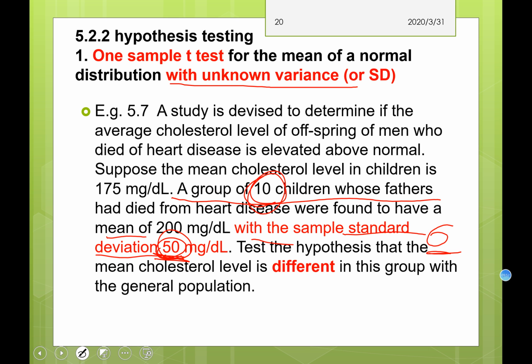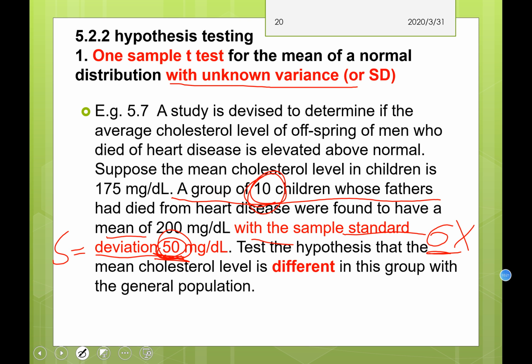So that is not sigma. That should be S, right? So here S equals 50. So there is no sigma. So that means sigma is not given in the question. So we cannot use z-test. So we can only use one sample t-test.